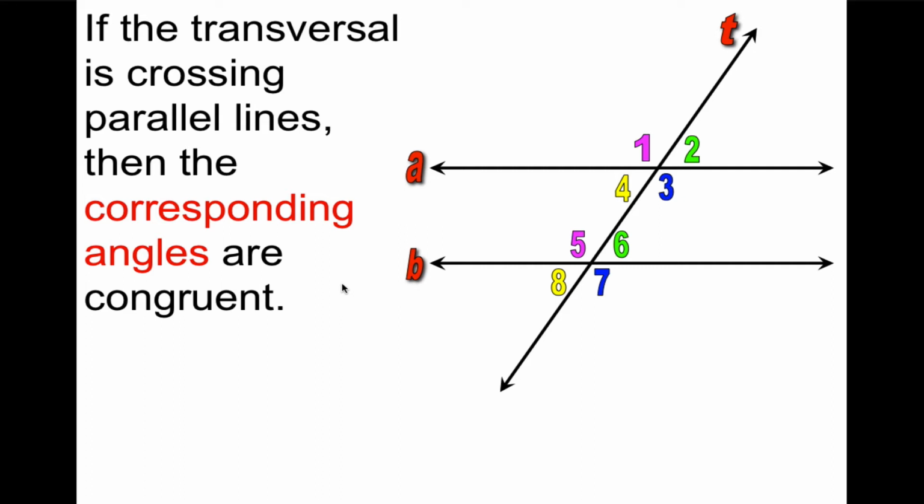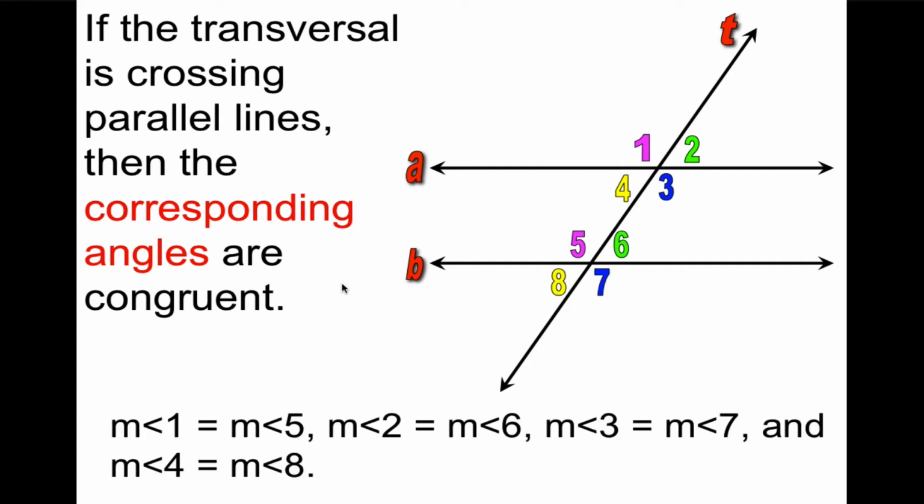If the transversal is crossing parallel lines, then the corresponding angles are congruent. That means they have equal measure. So if line A is parallel to line B, then we find that the measure of angle 1 is equal to the measure of angle 5, and the measure of angle 2 is equal to the measure of 6, 3 and 7 have the same measure, and 4 and 8 also have the same measure. Again, that M in front of the angle symbol means that it's the measure of angle 1.